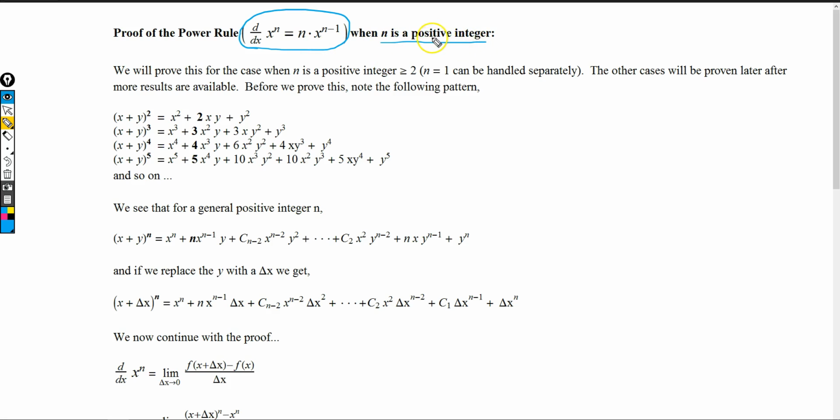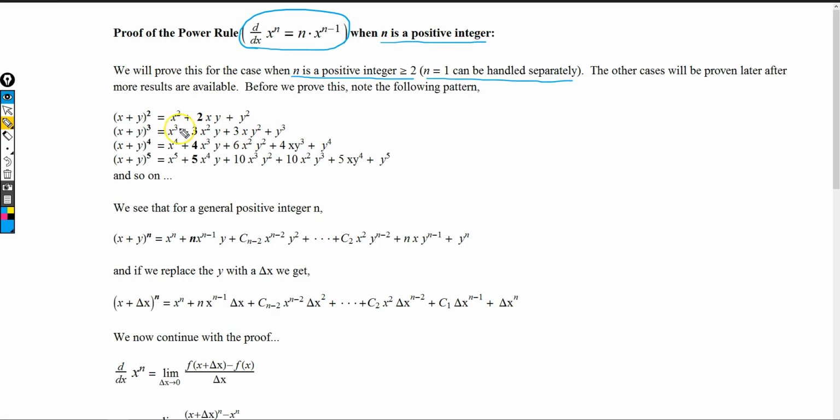The other cases, when n is a negative integer or a rational number or an irrational number, will have to wait until we have more results available to us to prove those cases. So let's start with our proof down here. We're first going to look at the case when n is a positive integer bigger than or equal to 2. We'll do the case when n is 1 separately.